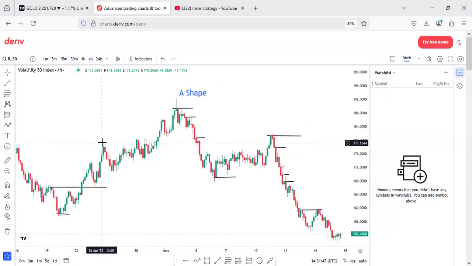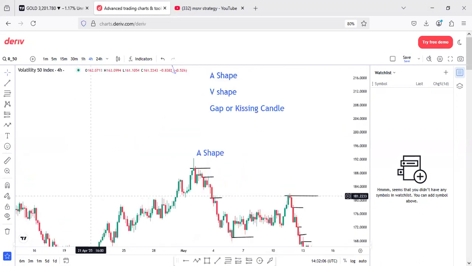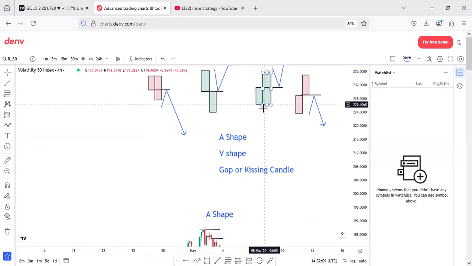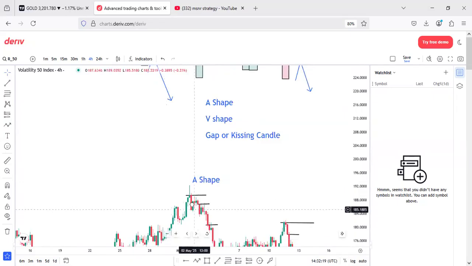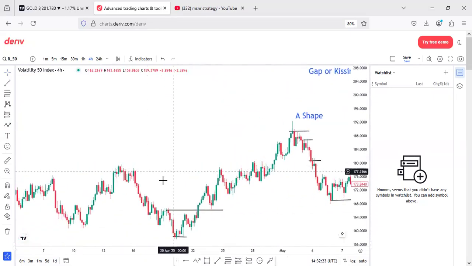The MSNR is made up of 3 types, which are your A shape. If you can identify this, you will stay consistent using the MSNR. So what you have to discover is your A shape, your V shape, and your bearish gap, which is a kissing candlestick. 2 of them are kissing together. This is bearish, and this is bullish. Price started pushing down, and then price gave you this kissing candle.